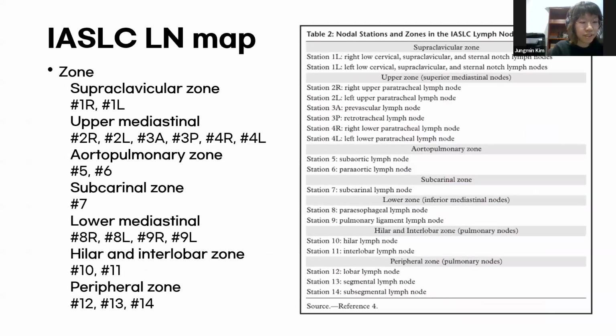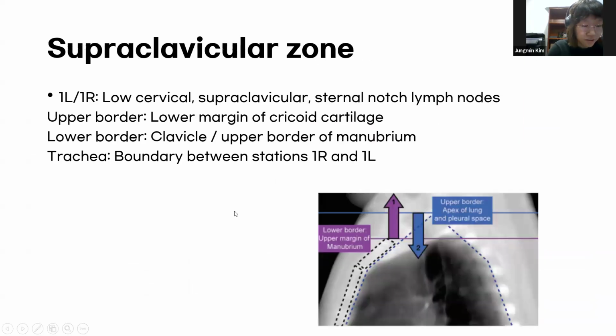So here's a more detailed breakdown of the lymph node zones based on the anatomic region. Let's zoom into the supraclavicular zone, which includes station 1R and 1L. These are lymph nodes near the lower neck on top of the chest, right above the clavicle. The upper border is the lower margin of the cricoid cartilage, and the lower border is the clavicle or upper manubrium.